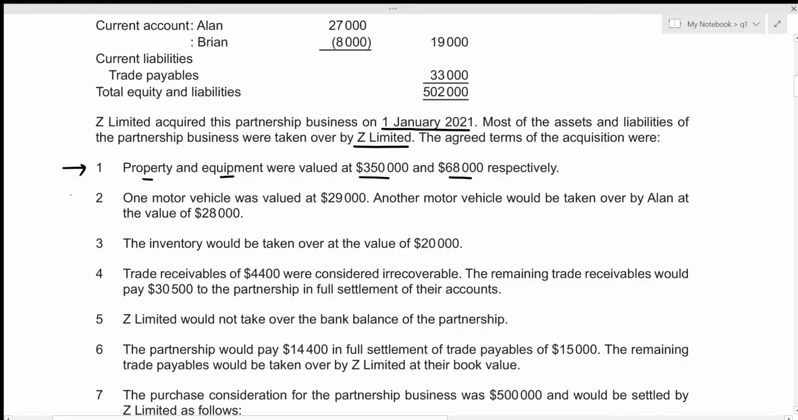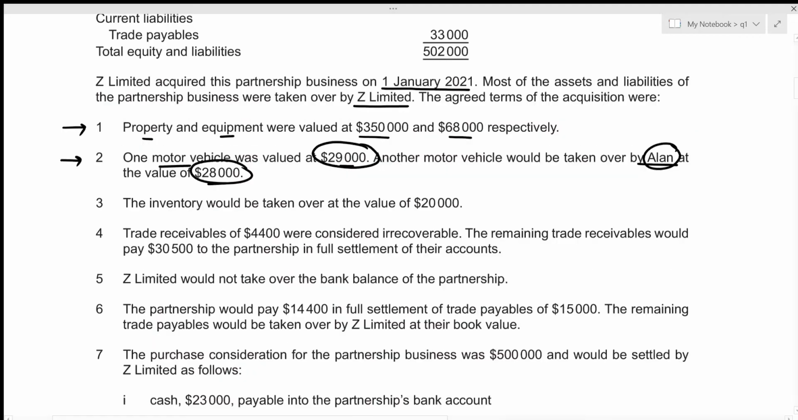Then we are also told regarding motor vehicles. One motor vehicle was valued at 29,000 and another motor vehicle would be taken over by Alan at the value of 28,000. So the motor vehicle valued at 29,000 will be acquired by Z Limited, and its value will be recorded in the purchase consideration value, right? But the other vehicle would be taken over by Alan, and it means that its value will not be recorded in the purchase consideration. So we need to record this value of 28,000 on the credit side because this is how we are settling one motor vehicle, right? And this will go under the capital account of Alan.